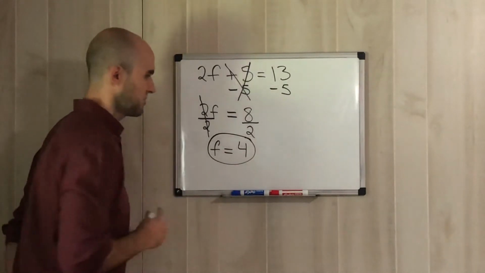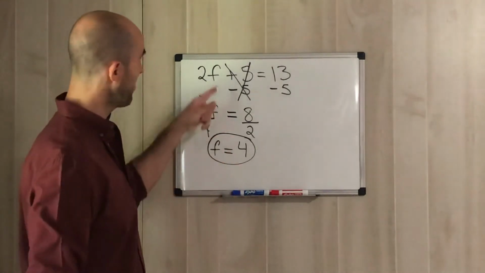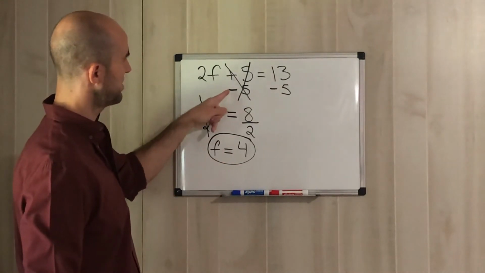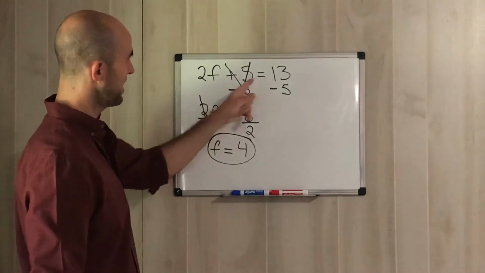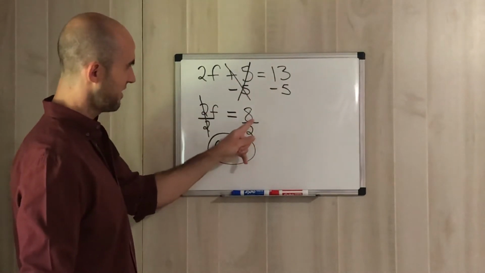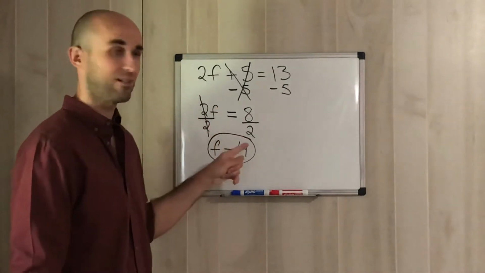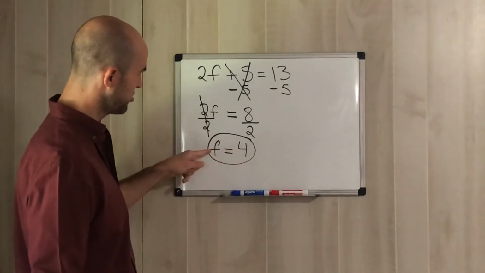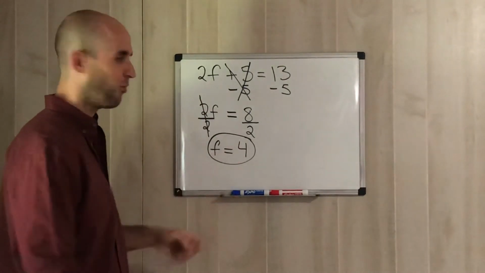And we're done. So again, anything that's always with the variable, always save for last. Opposite of addition was subtraction. Subtract it from both sides, which gave us 2f equaled 8. And then opposite of multiplication is division. Divide both sides by 2, canceled out to just give us f = 8 divided by 2 is 4.